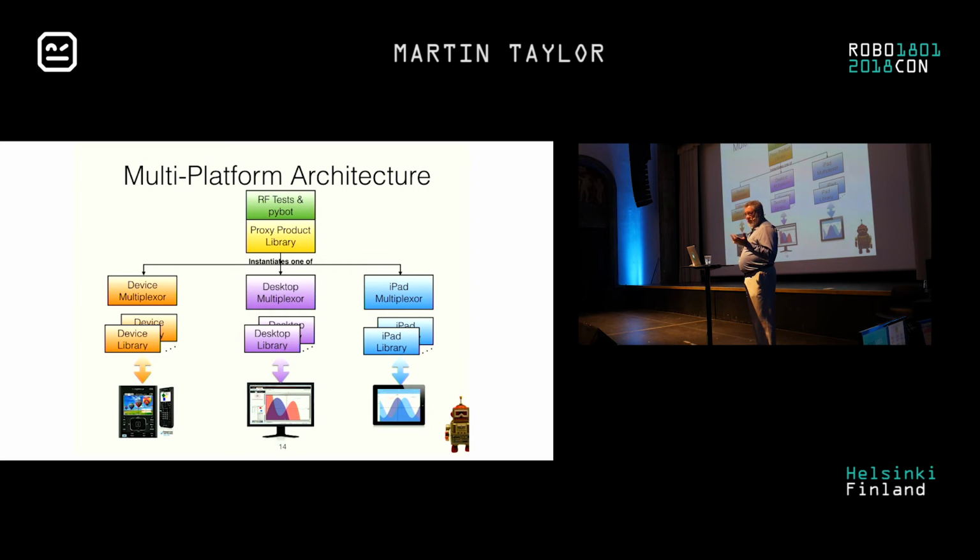And it was given configuration parameters at instantiation that told it, well, this test run is for a device or a set of devices, or this test run is for a Windows machine. And it would give addresses and ways of accessing the particular platform that was going to be under test. The proxy product library would then instantiate one of these multiplexers underneath it, pass on the arguments for initializing that particular multiplexer, and then on down through the library layer.